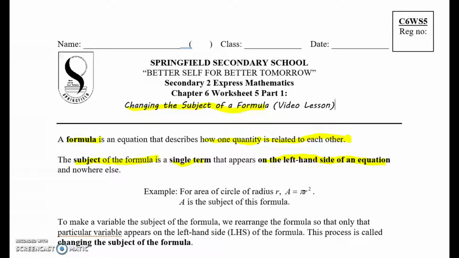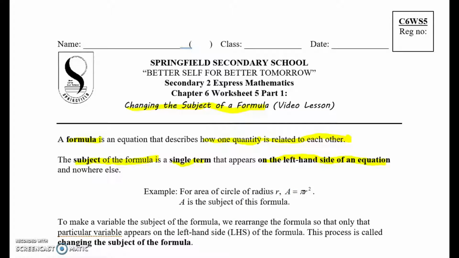For example, the area of a circle of radius r is A equals pi r squared. Here, we say A is the subject of the formula.